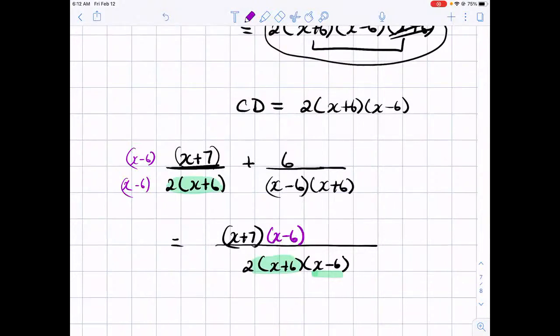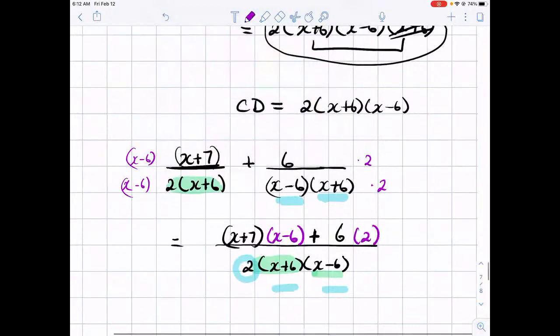And then I do the same thing. So we have plus, and then I look at the other. In the next denominator, I have x minus 6, x plus 6. So here we do have an x minus 6 and an x plus 6, but I have an additional 2 there. So I'm going to multiply the top and bottom by 2. So this becomes the new 6, and then in parentheses times 2.